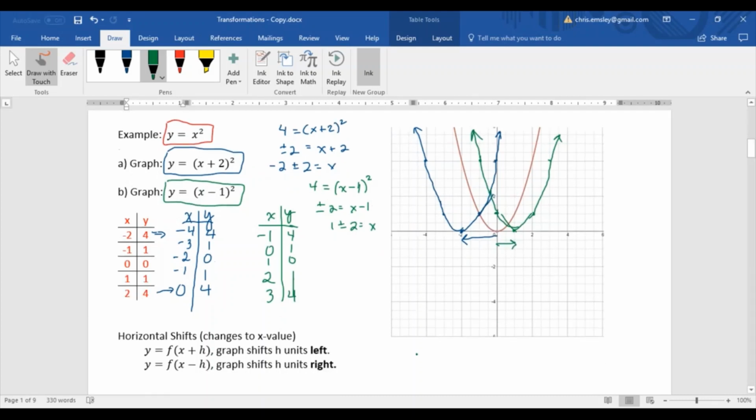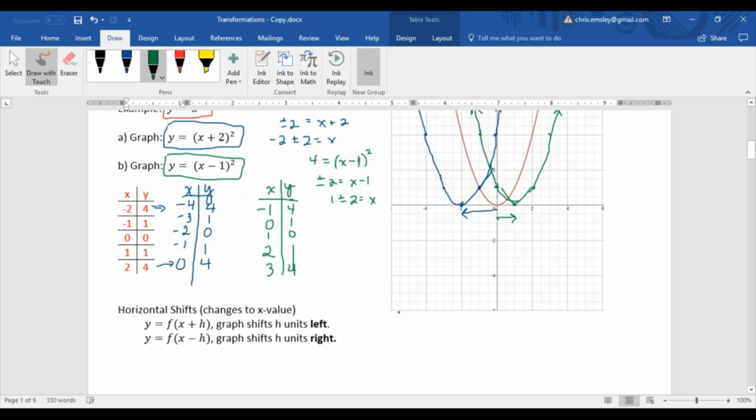Okay, so in summary, what we have going on here, we call these horizontal shifts. And that means the x values are changing, not the y values. And anytime we have something that's in the form f of x plus h, we have a plus of constant inside our function. That graph is going to shift h units to the left. If we have f of x minus h, subtracting a constant inside our function, our graph is going to shift h units to the right.